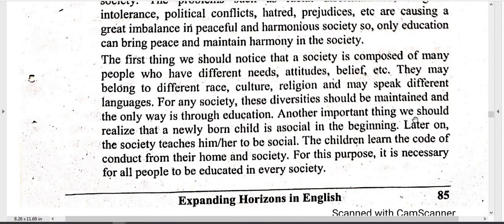Another important thing we should realize is that a newly born child is asocial in the beginning. Later on, the society teaches him or her to be social. The children learn the code of conduct from their home and society. For this purpose, it is necessary for all people to be educated in every society.